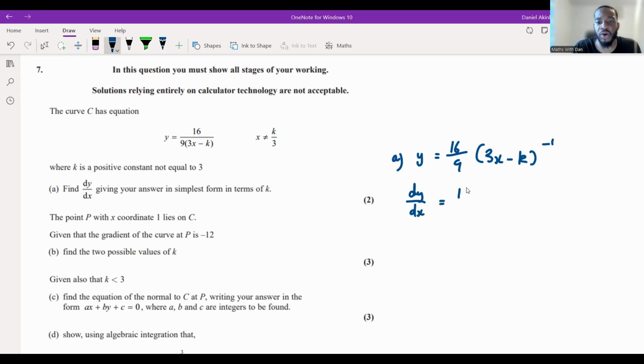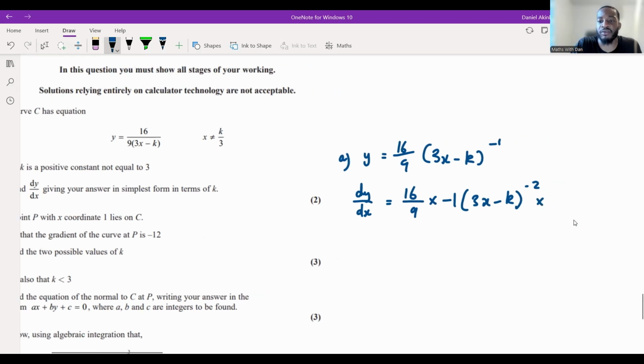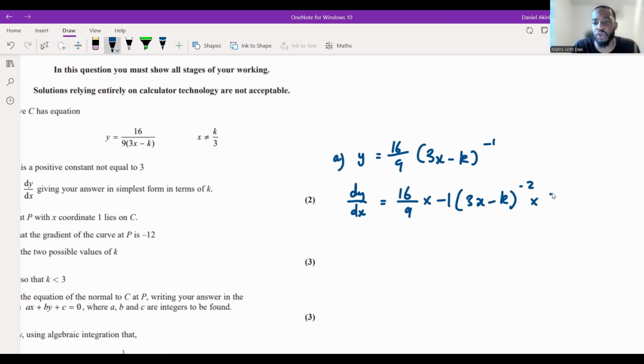That 16 over 9 is a constant. We're going to use the chain rule, right? Because it's a composite function. So we're going to times by, bring the minus to the front. So minus 1, (3x minus k). Take 1 away from the power: minus 2. And then we're going to multiply by the inside derivative. 3x goes to 3. Minus k goes to nothing.